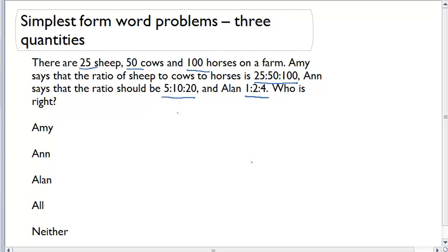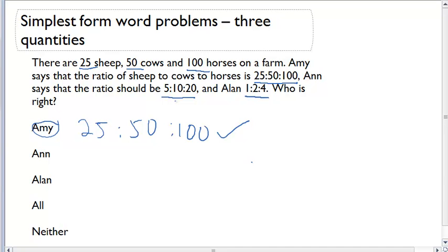Well, here's the first thing we have to do. We have to figure out, well, what's the correct ratio? Then we can figure out who's right. If I look at sheep, cows, and horses, I know that there are 25 sheep, 50 cows, and 100 horses. This is exactly what Amy told us, and she seems to be correct. Now, let's try to figure out, well, she's right, but are the other two right as well, or are they wrong? Let's figure that out.